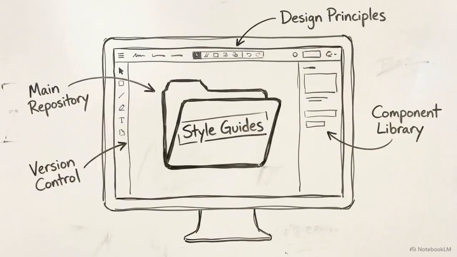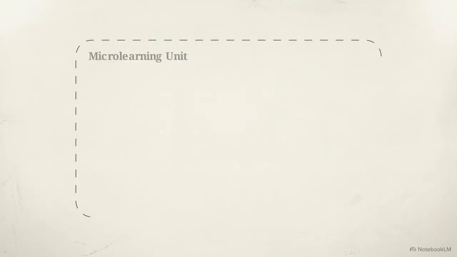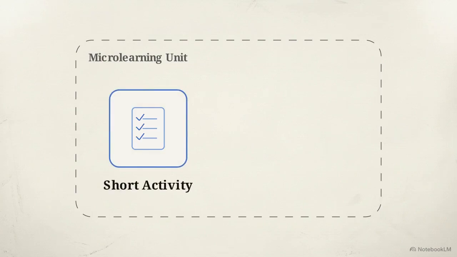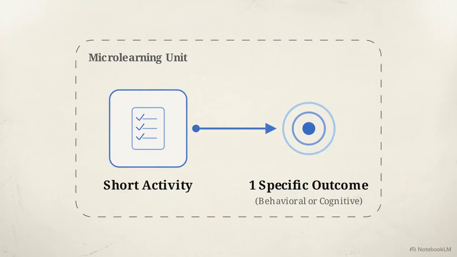Downloading a style guide or pulling a template from an intranet is a passive reference. Because it lacks a specific instructional prompt, a digital resource library is not microlearning. Microlearning succeeds entirely through structural intentionality, mapping a short activity directly to one specific behavioral or cognitive outcome.